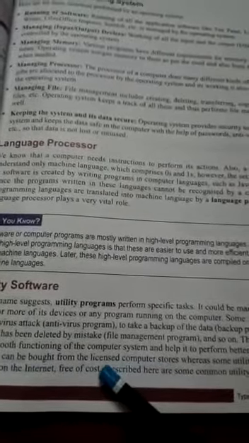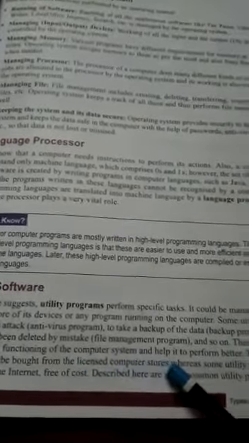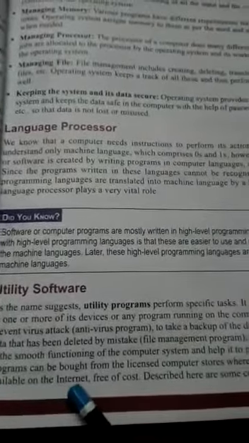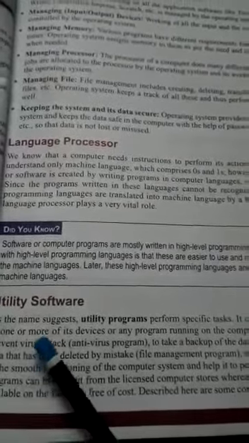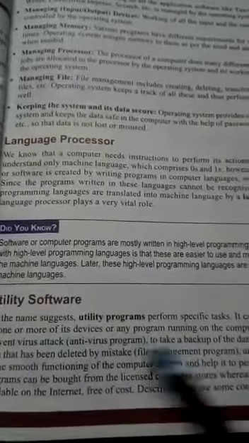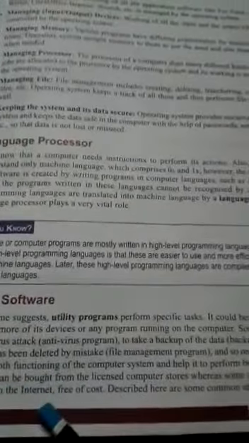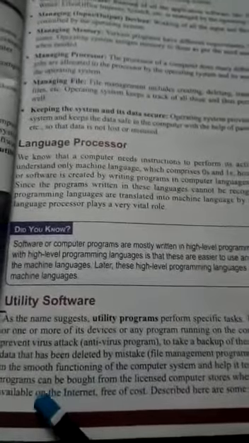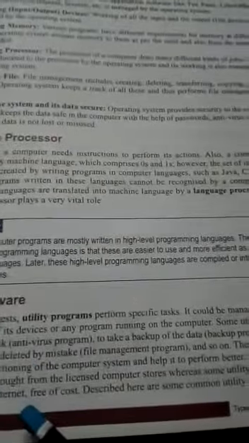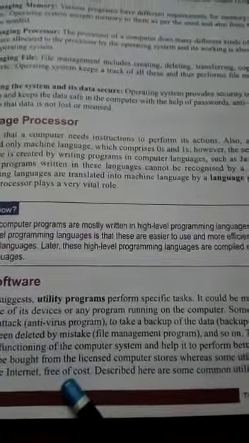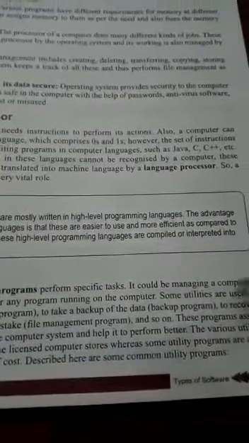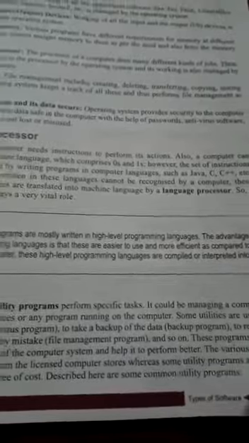We can get those programs from the licensed computer stores, whereas utility programs are also available on the internet. Through the internet we can get all the utility programs, like antivirus programs and file management programs, and it is of course free of cost. We don't want to pay anything. Described here are some common utility programs. We will see what they are.